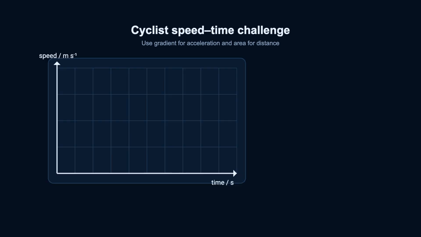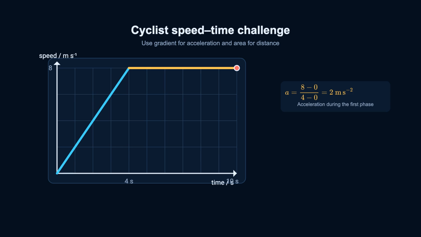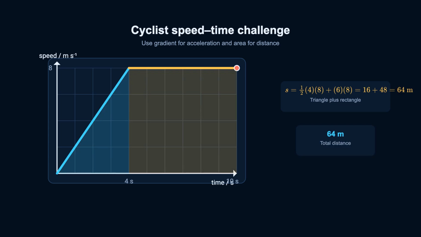Here's a fresh scenario to test your whole toolkit. A cyclist's speed time graph shows speed rising steadily from 0 to 8 meters per second over the first 4 seconds, then holding at 8 meters per second for the next 6 seconds. Find her acceleration during the first phase using the gradient, then find the total distance covered across both phases using the areas. Work it through before checking your reasoning against everything you've just learned about gradients and areas.